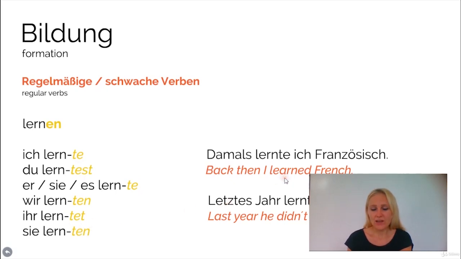Okay, so here a few examples. Damals lernte ich Französisch. It means back then I learned French. Or letztes Jahr lernte er nicht. Last year he didn't study. Okay. So this is the Präteritum and how to conjugate it or how to form it.